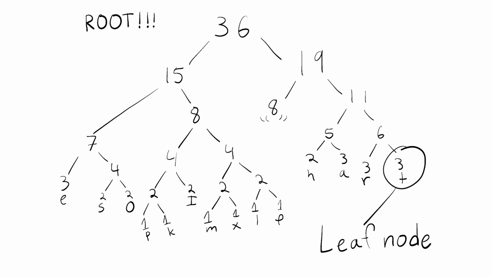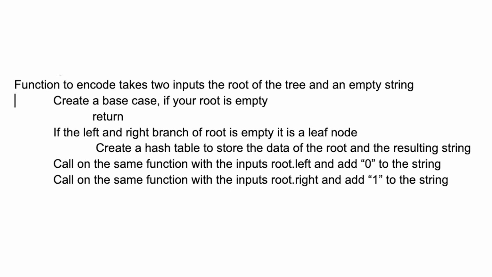Usually it looks like this. At the end of the tree where the characters are located are called leaf nodes. Now you can use this tree to encode and decode your string. To encode a given string, a function can be created that takes two inputs, the root and an empty string. To encode your string, you need to use recursion.